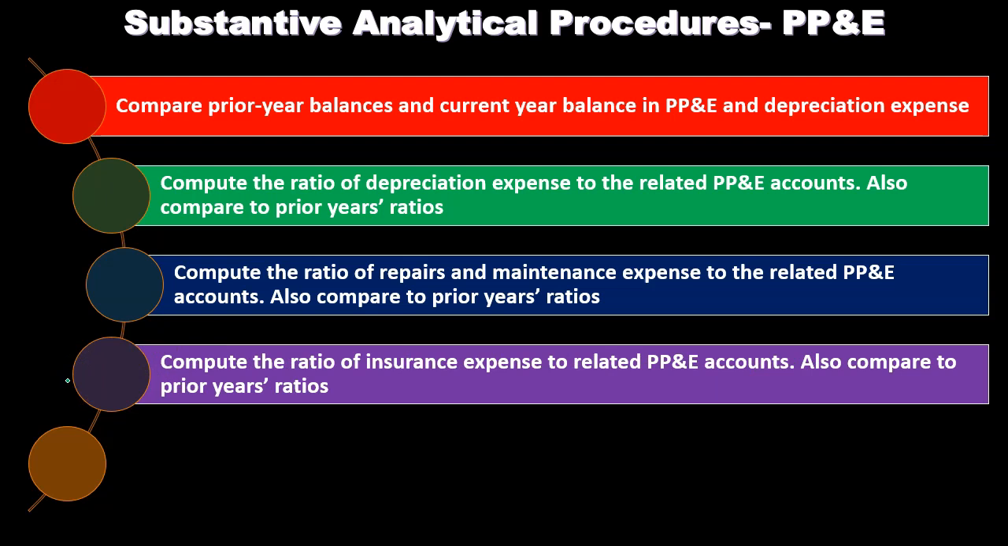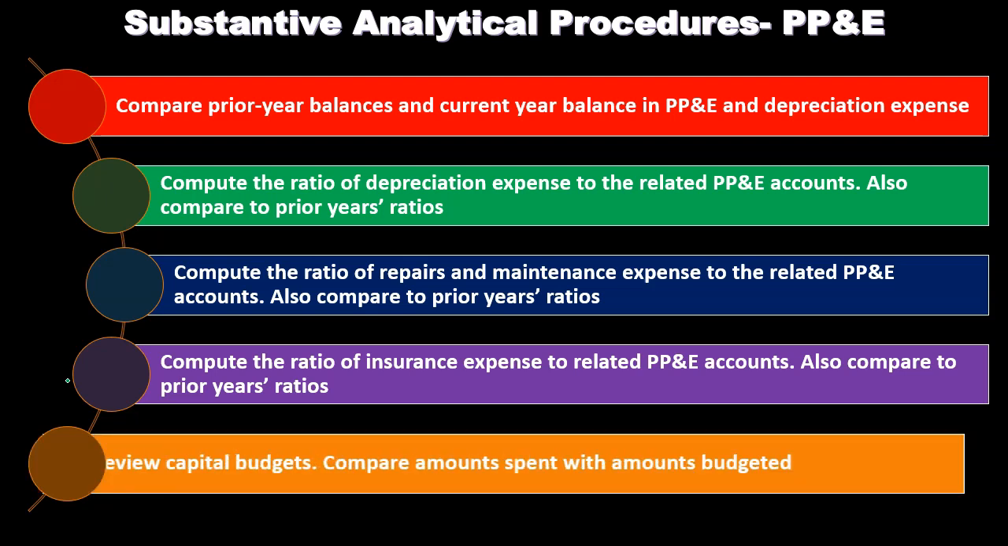Compute the ratio of insurance expense to related PP&E accounts. So insurance related to the PP&E, and we can compare that to prior years. And we can review the capital budgets. So they should have a budget. If you're talking about publicly traded companies, they should have a capital budget, meaning how much they plan on spending for things like capital assets. And we could take that capital budget and compare amounts spent with amounts budgeted to spend.